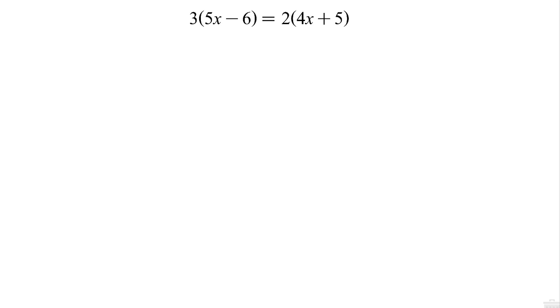Here we've got 3 times 5x minus 6 equals 2 times 4x plus 5. So we'll start with the distributing. 3 times 5x is 15x, and 3 times negative 6 is negative 18. And on our other side, 2 times 4x is 8x, and 2 times 5 is a positive 10. So we will now subtract the 8x. I like to subtract the one that's going to keep it positive on the other side. So I'll subtract the 8x from both sides.